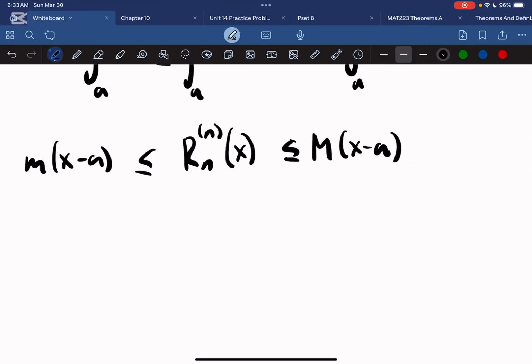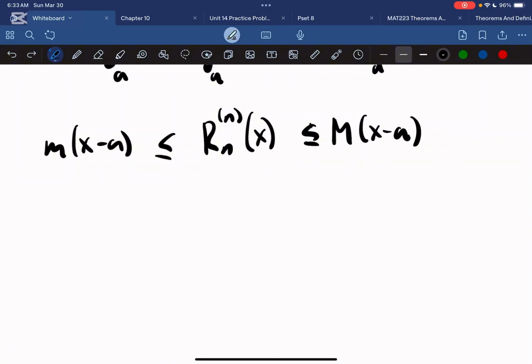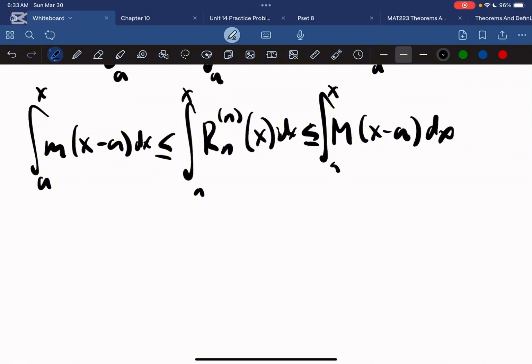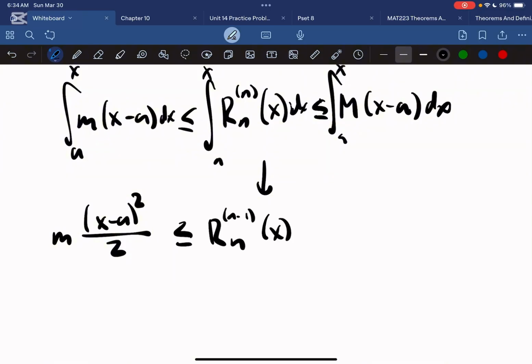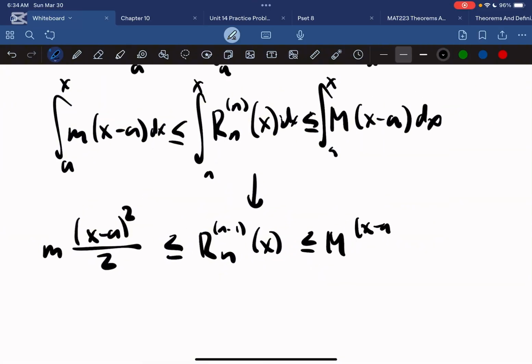right? Now we integrate it again. We're trying to get this term to just Rn. So if we integrate again from a to x, where our dx is in here, we end up with m again, and we have x minus a squared over 2, less than or equal to, and now we have R n minus 1 to the n of x. And we also have this, but this cancels out to 0, as we said before. So we end up ignoring it. And on this side, we also have this.